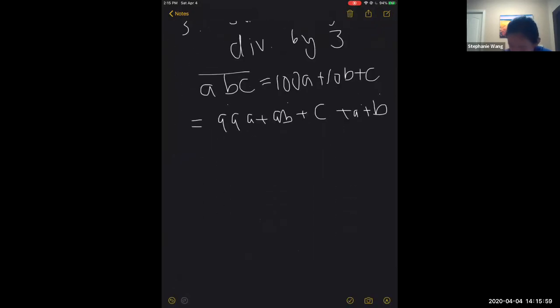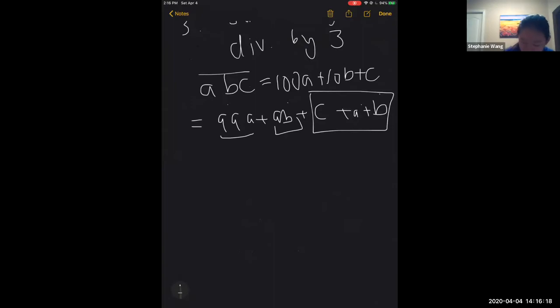If we look at this, then we can tell that 99A and 9B are both going to be divisible by 3, so we don't have to worry about those terms. So the only thing that's left is C plus A plus B, which is the sum of the digits. So you just need to find the sum of the digits to determine if a number is divisible by 3.